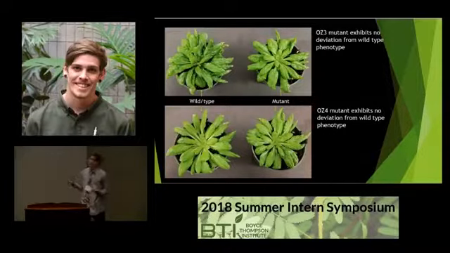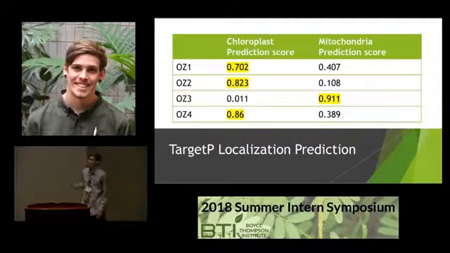So as a start, I used a bioinformatics program, TargetP, that predicts the localization of proteins. It does this by analyzing the N-terminal region of the protein, which contains the transit peptide, which is responsible for targeting the correct organelle that the protein will be located in. The program produces a prediction score, which is shown in the graph. For OZ1, 2, and 4, it predicted the localization to be within the chloroplast, whereas for OZ3, it predicted the localization to be in the mitochondria.